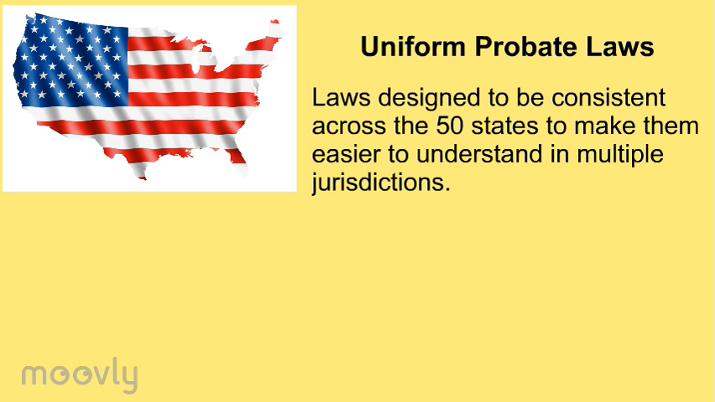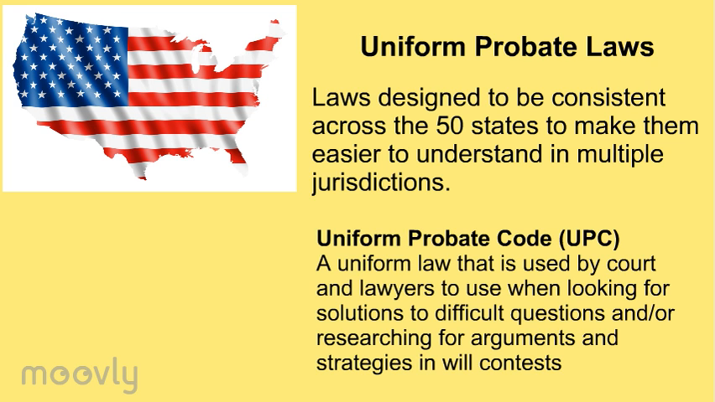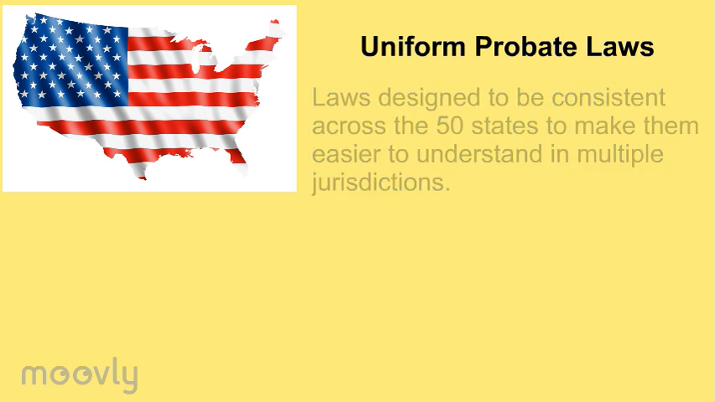There are a number of uniform laws. Uniform laws are laws which are designed to be as close as possible within the 50 states, so that the laws are the same in those states, which makes it easy to understand them in multiple jurisdictions. There is a uniform probate code. It has not been adopted by all states, but it has been adopted in Florida.